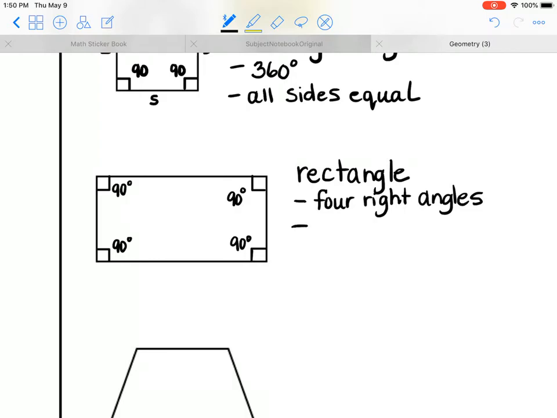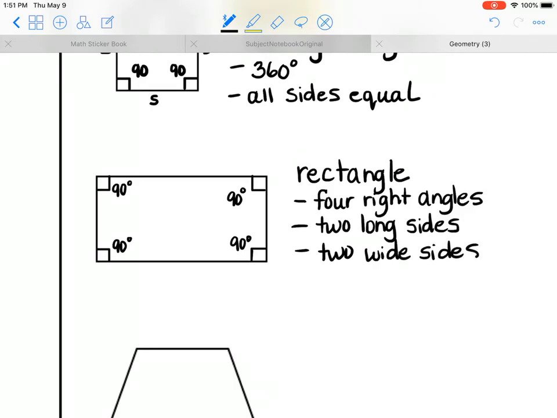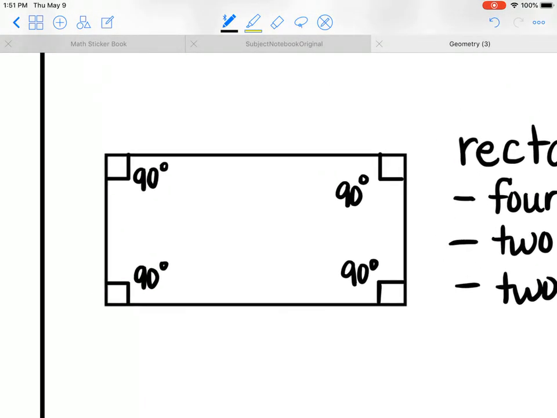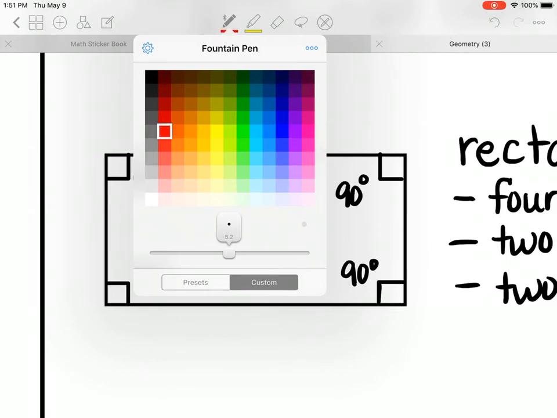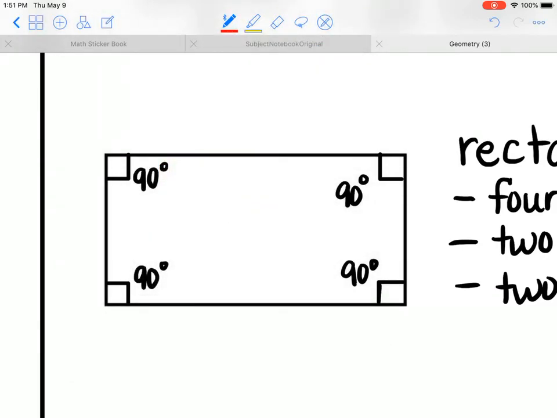And 2 sets of parallel sides. We have 2 long sides and 2 wide sides. Total of 4 sides because we have 4 angles. So let me draw your attention here. This is going to be important in just a little while. When we start using our formulas, this is going to be very important.